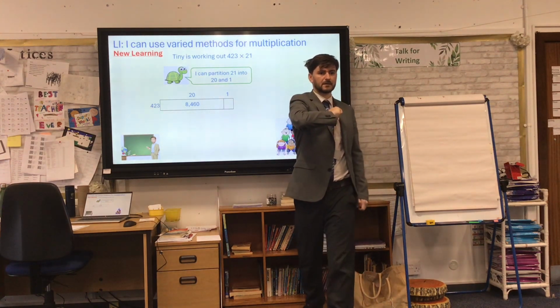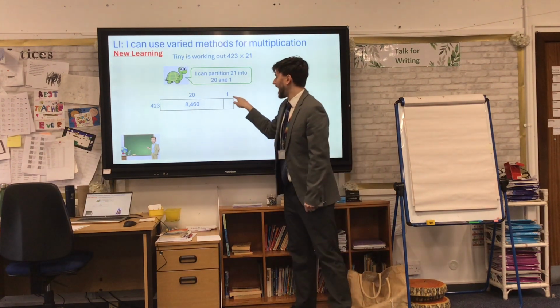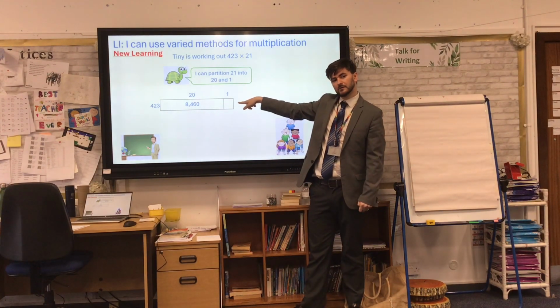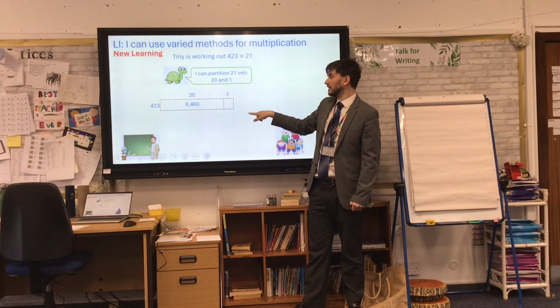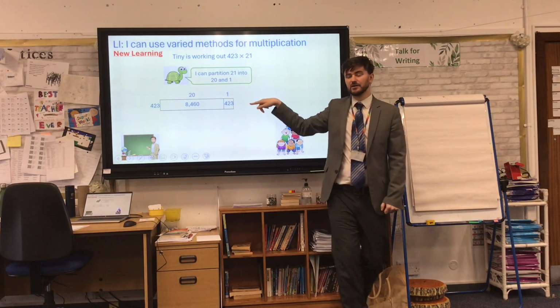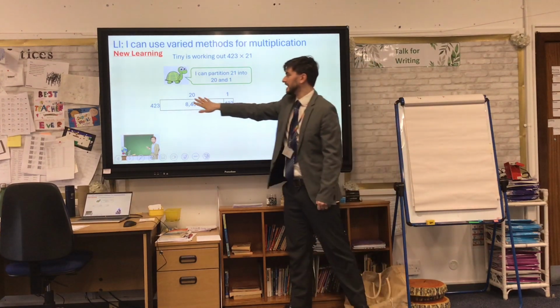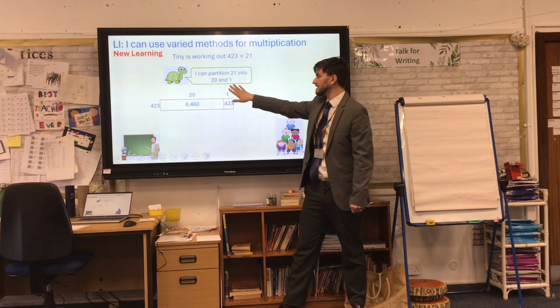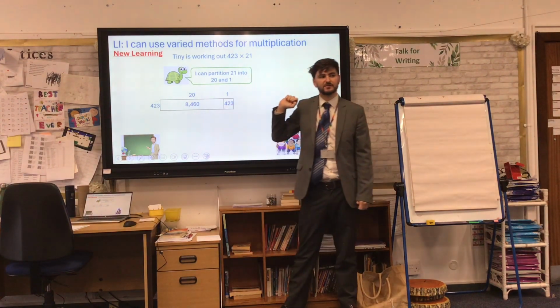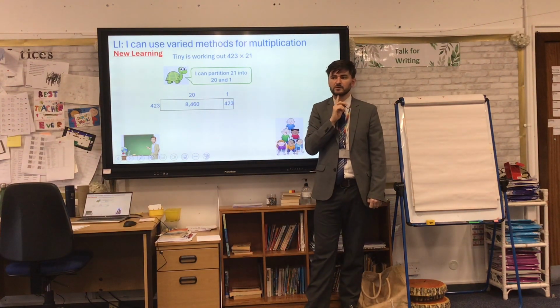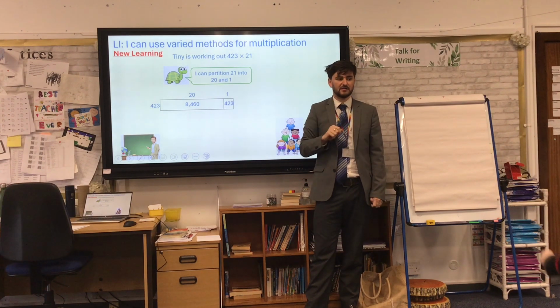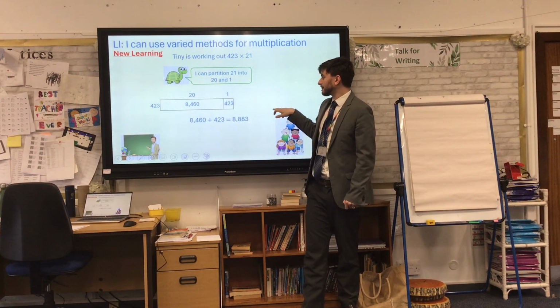Anna. He's going to add the 1. So does he just add 1? No, he's going to add the 5 times it by 1, and then he's got 20 times 423, 1 multiplied by 423. So then what's the final step? What does the tiny need to do at the end? Rory? Add them together. Add them together, which would give an answer.